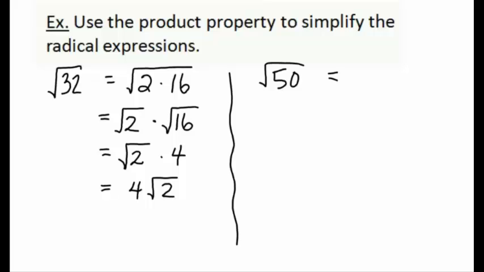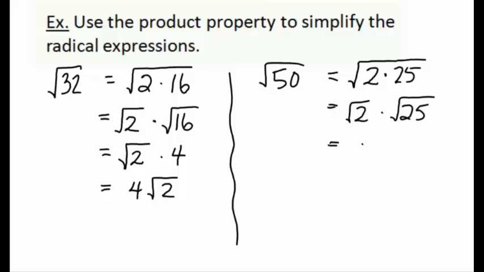For the number 50, we know that 50 is 2 times 25. And using the product property, we could rewrite this as square root of 2 times square root of 25. And the square root of 25 is 5. And then we just do quick rearranging to get 5 root 2.